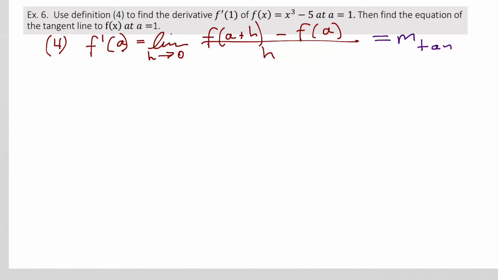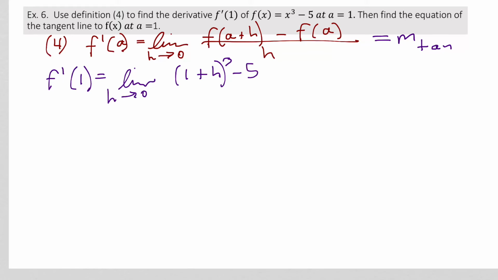So substituting in, we've got f prime of a is equal to 1 is the limit as h approaches 0 of the function, where we're going to substitute a plus h into the function. A is 1, so 1 plus h, then cube that. Everywhere where you have an x, you're going to substitute 1 plus h, which is a plus h. Then I've got the minus 5. So I substituted 1 plus h right here where the x is. Then I cube it. Then I've got minus 5.